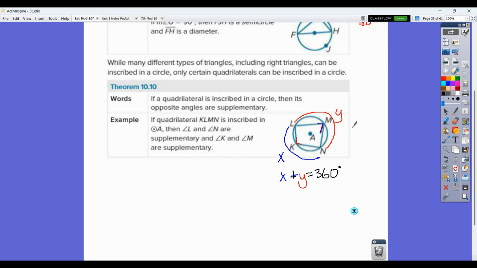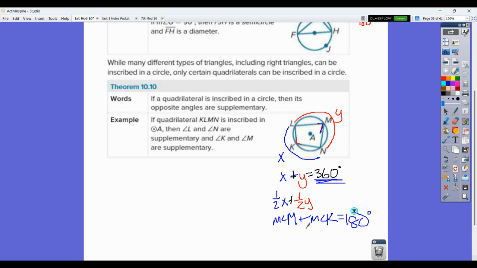Okay, so if X plus Y is equal to 360 degrees, and we don't know the inscribed angles, but we do know that the angle that is off of Y is going to be half the measure of Y, and the angle that's off of X is going to be half the measure of X, then half of X and half of Y is what K and M are. So the measure of angle M plus the measure of angle K is going to be equal to half the measure of this, which is going to be 180.